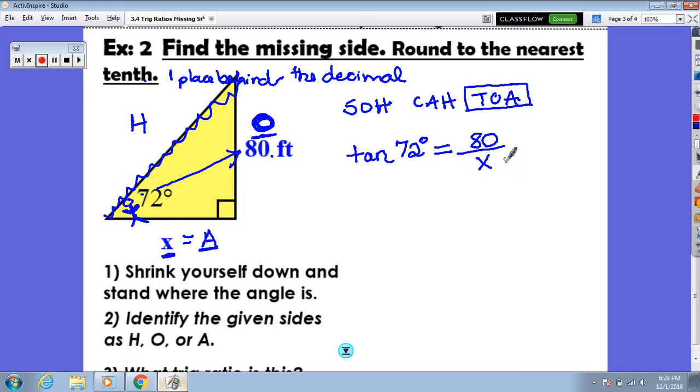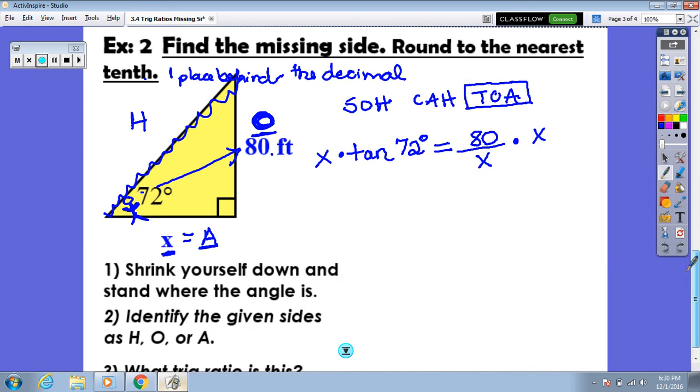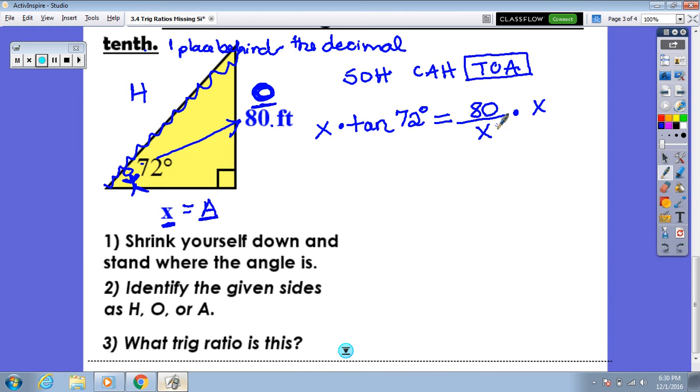Okay, so while the setup of this problem looked like it was going to be the same, it's not actually the same because x is on the bottom this time. But we're still going to do the same thing we did in our last problem. We're going to multiply by whatever is on the bottom of our fraction because that's going to get rid of the fraction. So we're going to multiply this side by x, and we got to multiply this side by x. Much like in the previous example, we multiplied both sides by 20 because that was the number on the bottom. So it doesn't matter whether it's a number or a variable. The first step is going to be to multiply by whatever is on the bottom.